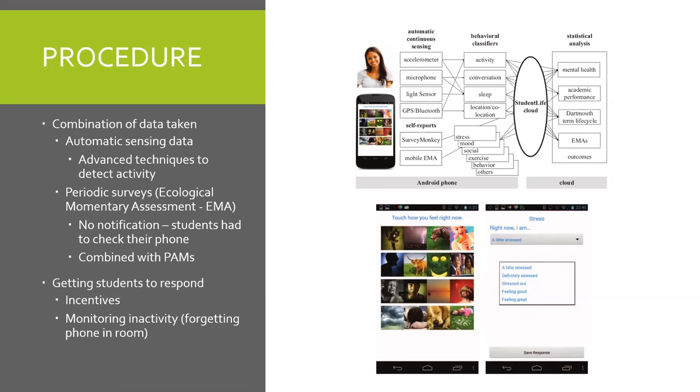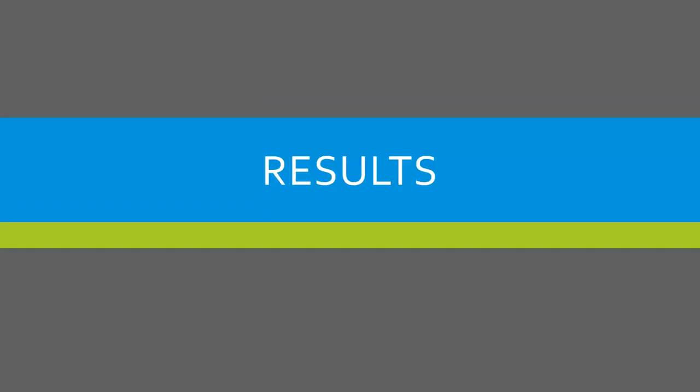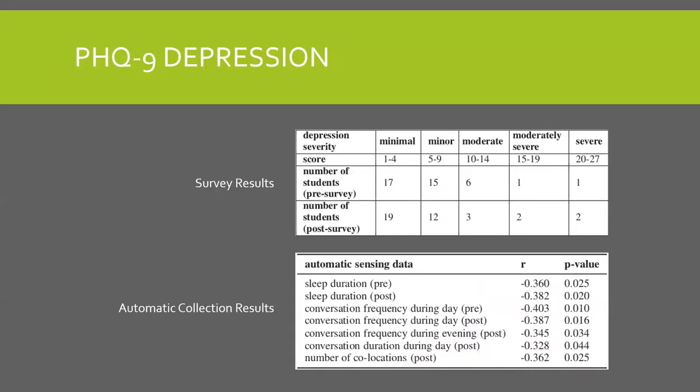They not only gave incentives, so I think the top 10 people were put into drawings for some kind of prize halfway through, and there were some again at the end. But they were also monitoring inactivity. So when a student forgot their phone in their room all day or something like that, they had monitoring procedures in place to be able to identify those and then email the student, hey, make sure you take your phone with you. So let's look at the results they were able to achieve.